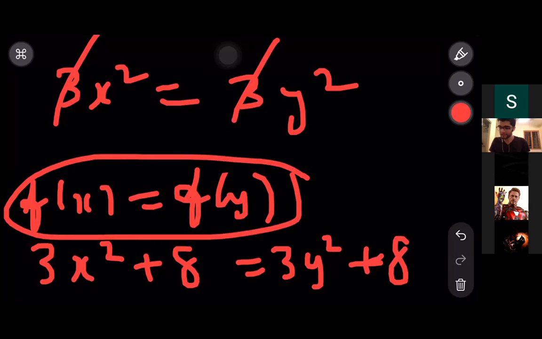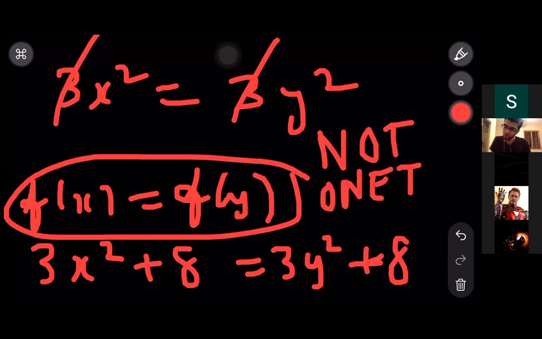So what this means is this is not one-to-one, because we can have two different numbers being mapped to the same thing. All we need is the numbers have to have the same square, because then the 3x squared plus 8 of that will also equal the 3y squared plus 8 of some other number. So basically this function is not one-to-one. The mapping is not unique, so to speak, because two numbers can have the same image. Okay, so that is one-to-one.